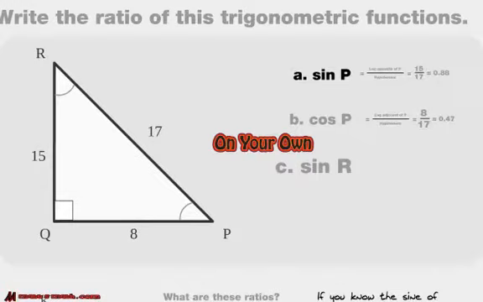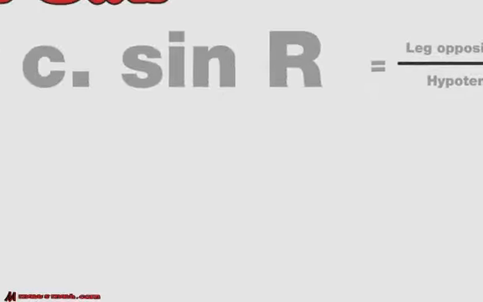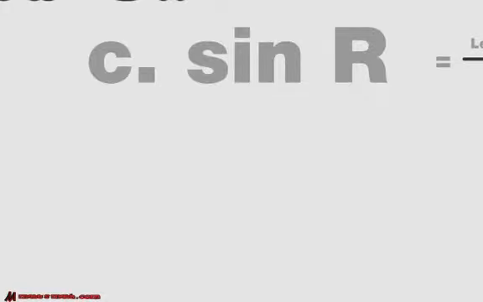All right, remember, sine is opposite over hypotenuse. Opposite over hypotenuse, 8 over 17, which is 0.47. Notice that that's what was before for the cosine of the other angle. There's a lot of coincidences here.